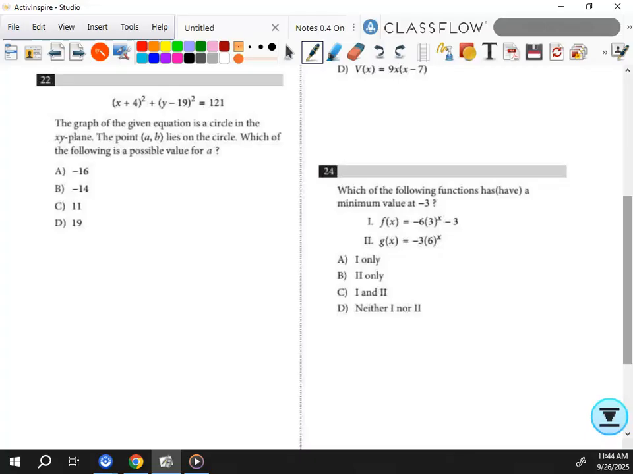Okay. All right, so I see red and white. We got red, oh, and green. Okay, we're Christmassy. All right, so let's look at this one. The graph of the given equation is a circle. It tells you a circle. We should also know that, right? The point (a, b) lies on the circle. Which of the following is a possible value for a? Would that be the x value or the y value? It'd be the x value because it comes first.